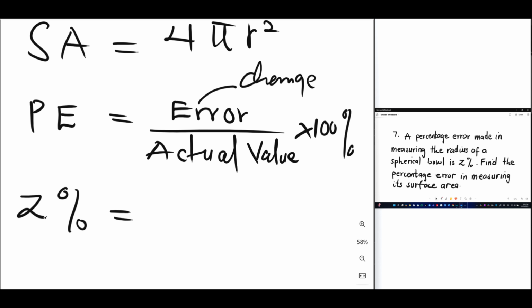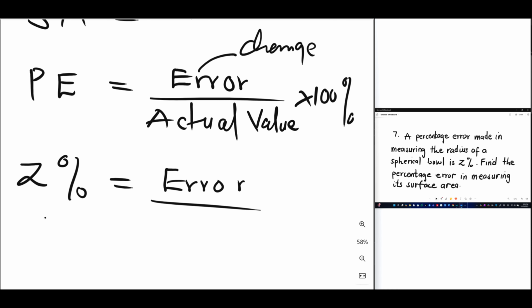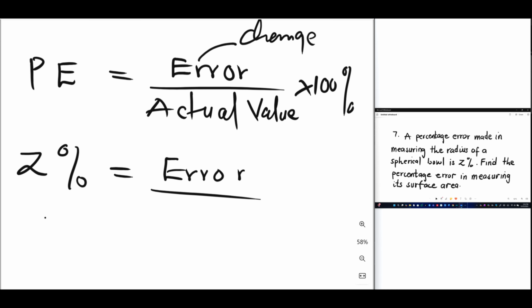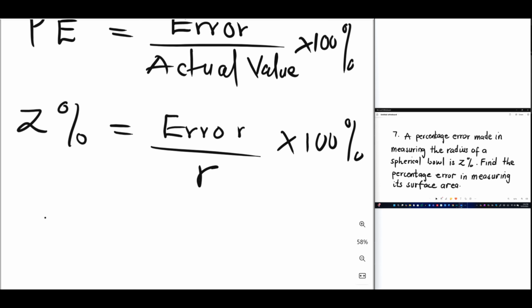Okay. So we have our error here divided by the actual value of the radius. Okay. So we know that the actual value of the radius, we are going to use R because we don't know it, times 100 what percent. Okay. We were given the percentage error to be Z%. So we have equated it to the formula. So we are now going to make R the subject.